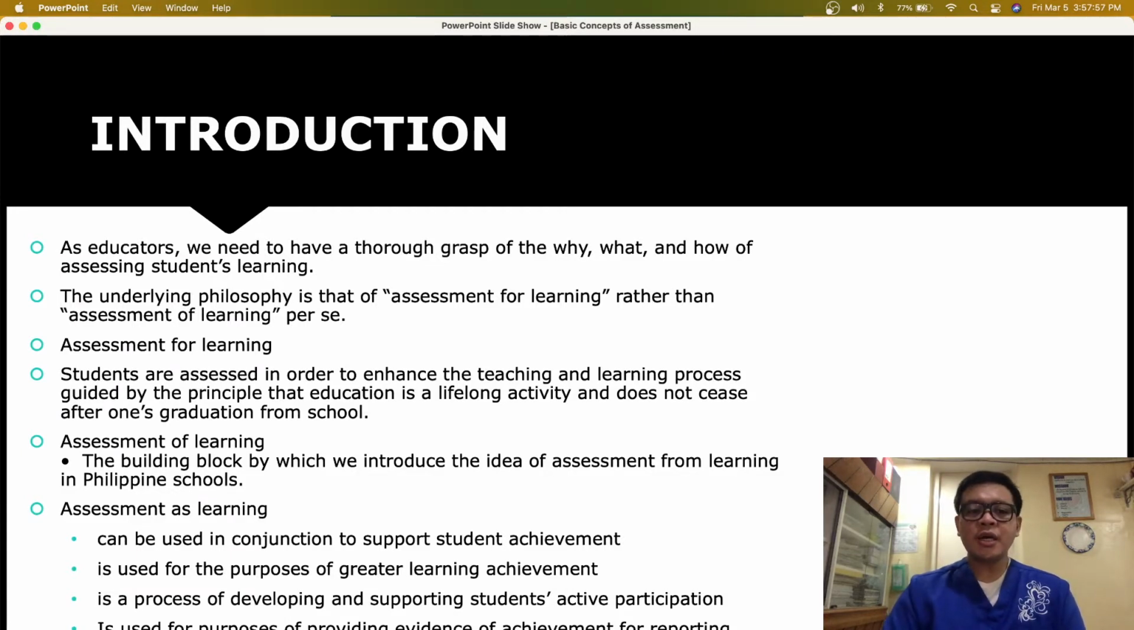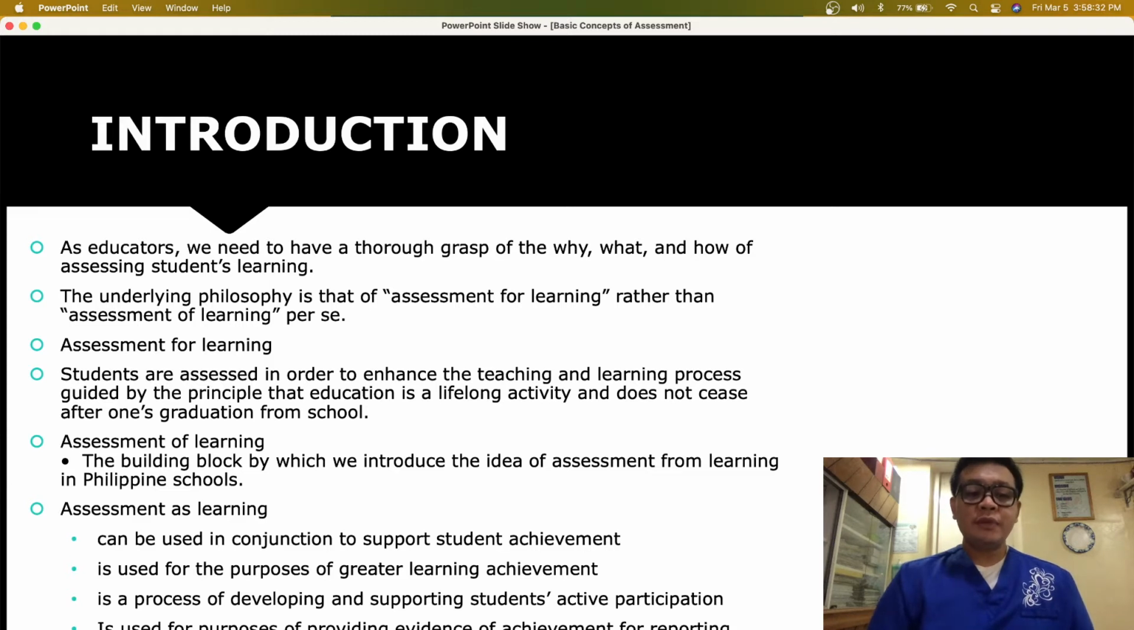So for the introduction, as educators, we have to have a thorough grasp of the why, what, and how of assessing students' learning. We also have the underlying philosophy of assessment of learning rather than assessment of learning per se. We also have assessment for learning. Students are assessed in order to enhance the teaching and learning process, guided by the principle that education is a lifelong activity and does not cease after one's graduation from school.